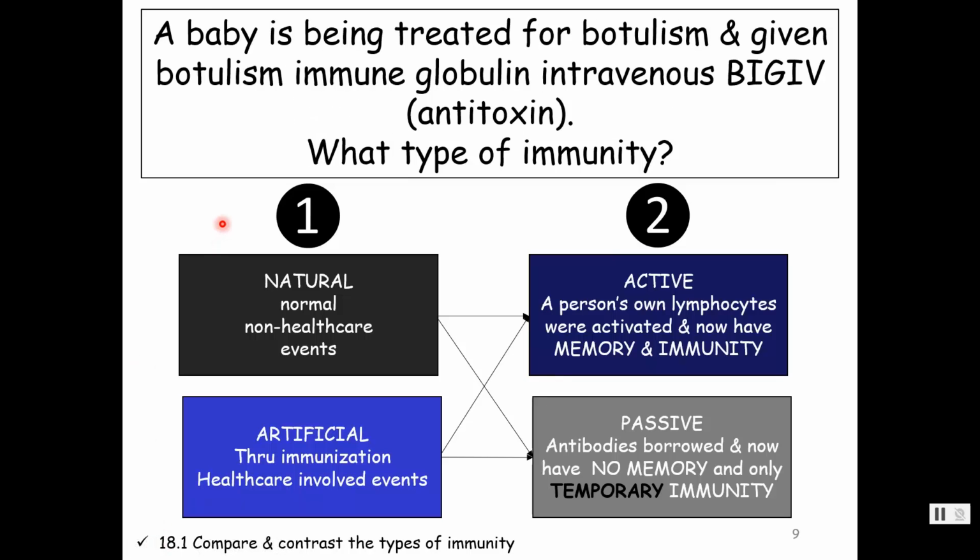All right, back to the babies again. Oh, a baby is being treated for botulism. So the causative agent, Clostridium botulinum, spore forming. So maybe this mother didn't know and she gave her baby some honey, and now we've got a floppy baby. If that were the case, that baby would be given botulism immunoglobulin intravenously. So they call it big IV. So they basically are given an antitoxin. What type of immunity is this? Is it through a natural course of events or artificial? Would this baby have active immunity or passive immunity?